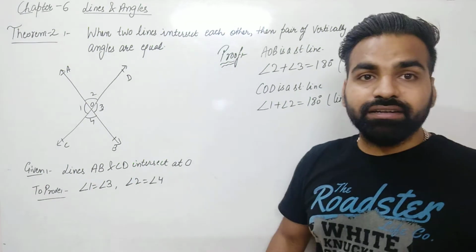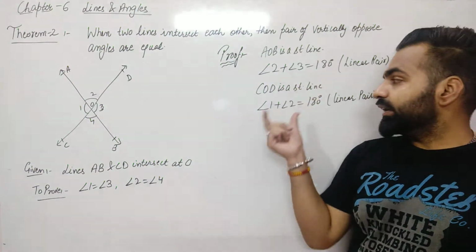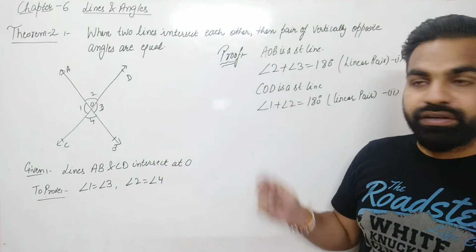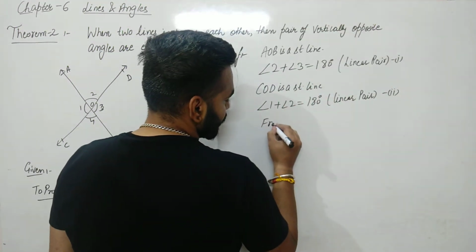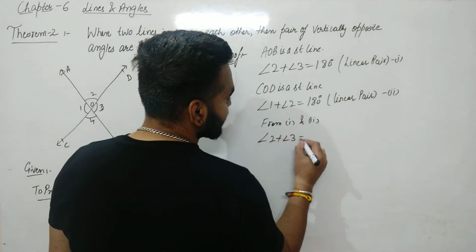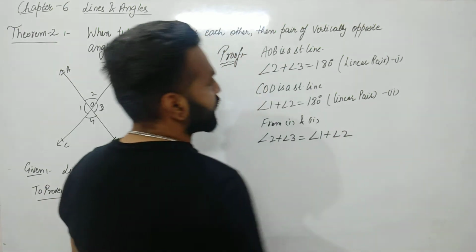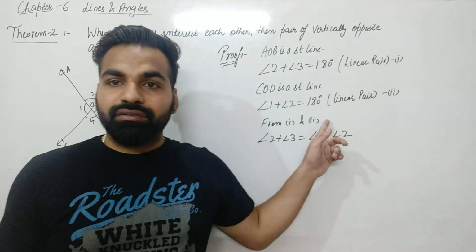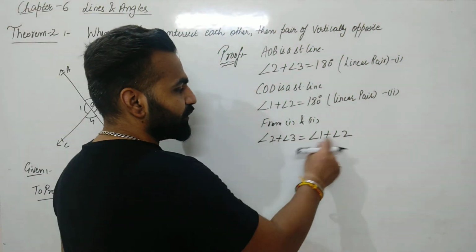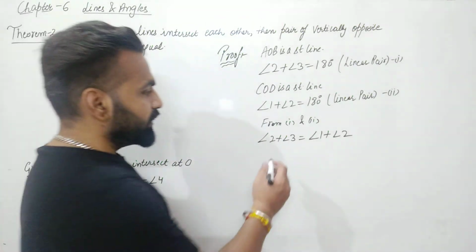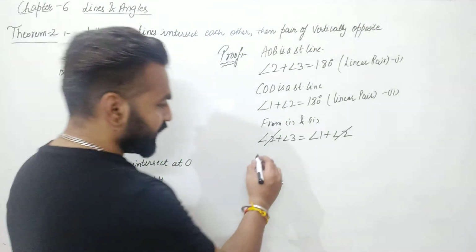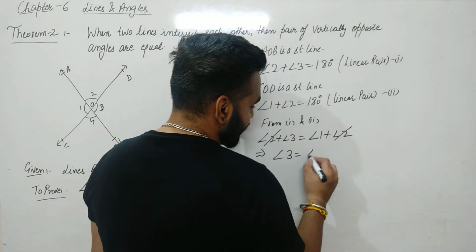Now we can see that this part is also equal to 180 and this part is also equal to 180. So from equation 1 and 2 we can say that angle 2 plus angle 3 is equal to angle 1 plus angle 2. Because their RHS are equal, so the LHS will also be equal. So 2 plus 3 is equal to 1 plus 2. From here we can see that angle 2 will cancel out here. So what is left here? Angle 3 is equal to angle 1.